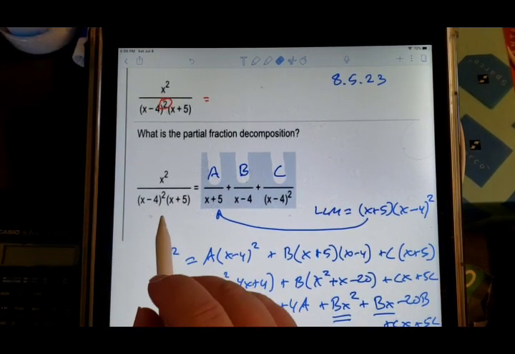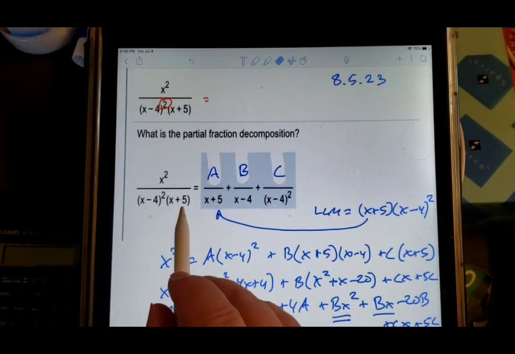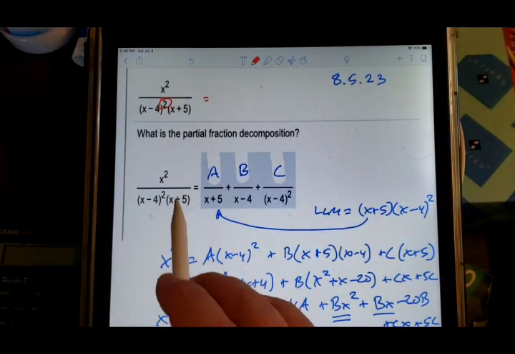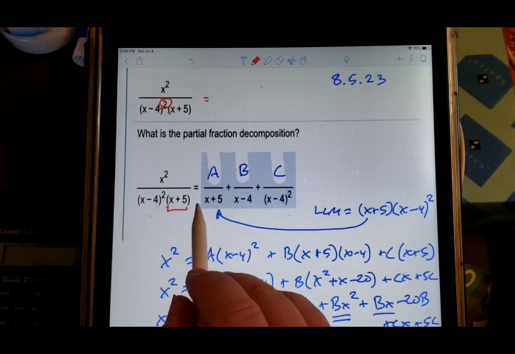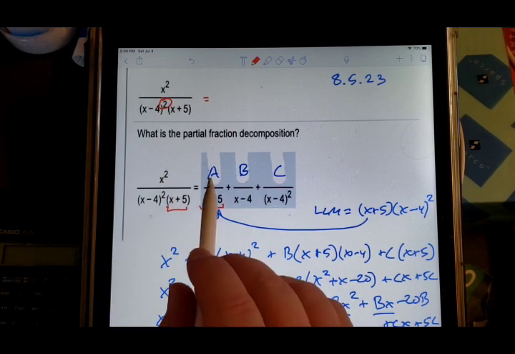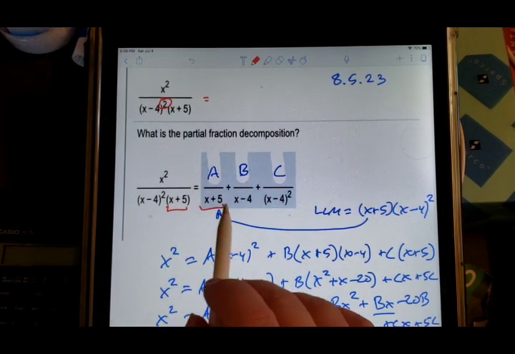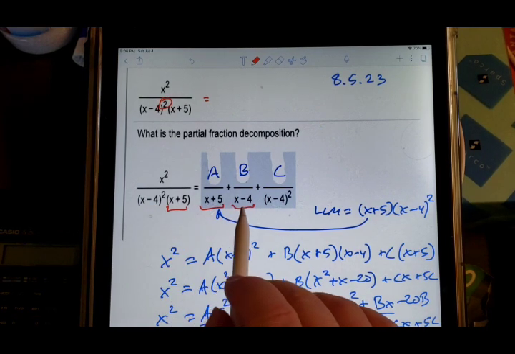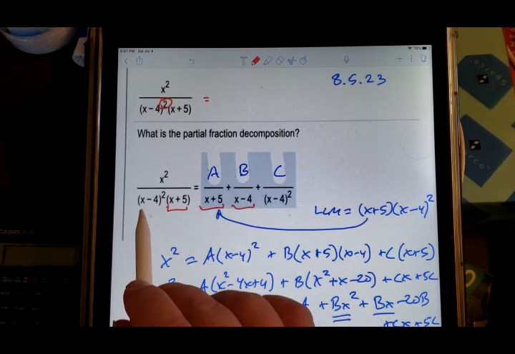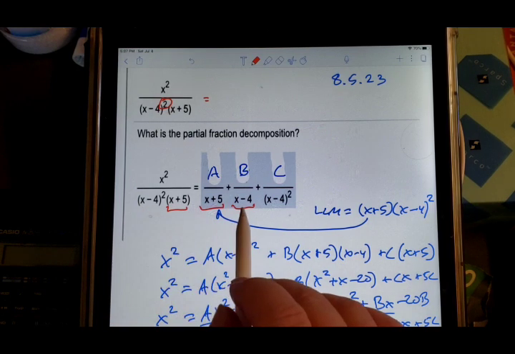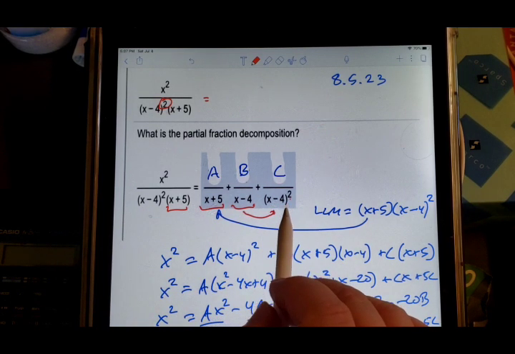All right, so I take the x plus 5. I know this is the answer to a question, but what is it? Well, it's x plus 5 with a number on top of it, and that number I'm representing with A. X plus 4, so I take this linear term and write it once, not with exponents on it, but just x plus 4, and a number on top of that. And then I write x plus 4 again to the next higher power.